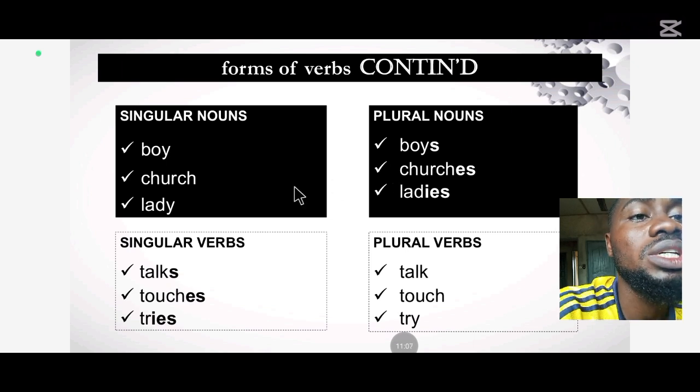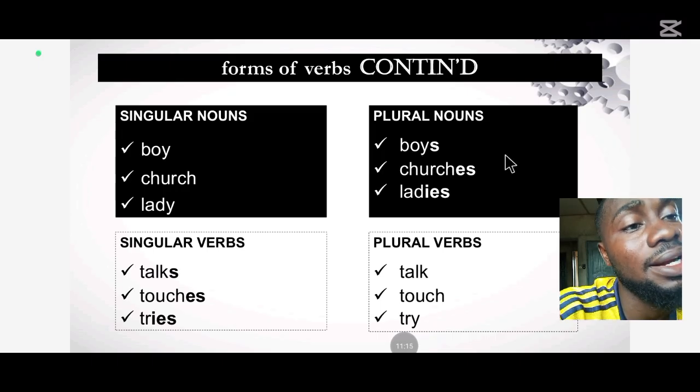Let's go to the right-hand side of the table: plural nouns. Examples include boys carrying s, churches carrying es, ladies carrying ies. Let's look at examples of plural verbs. Remember, we said it's directly opposite to the pattern of nouns. You can see it: talk, touch, try. It does not have s, es, or ies. That's that for that. Moving on.